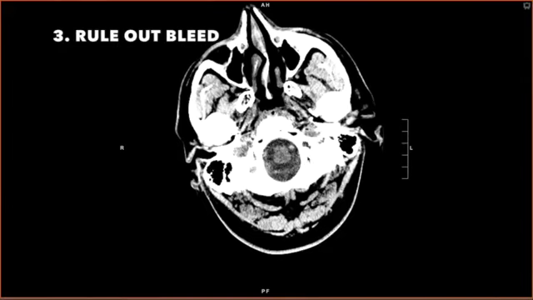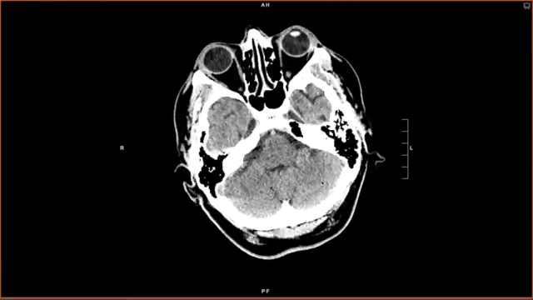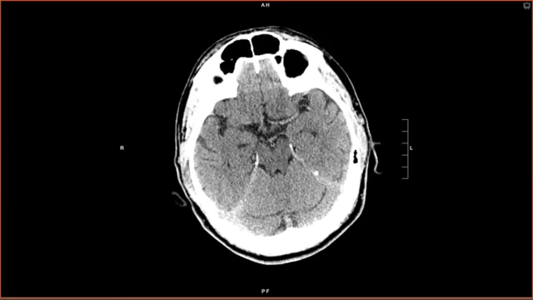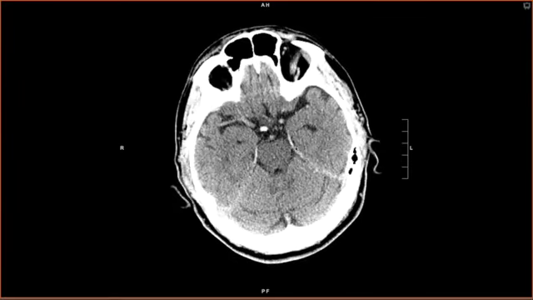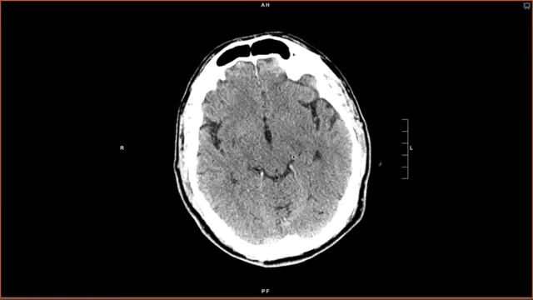Then we're going to look for signs of bleed. And we start by looking at all the CSF spaces again. But in more detail, we scroll up here looking at all the basal cisterns, including the prepontine cistern, the suprasellar cistern, the ambient cisterns, and the quadrigeminal cisterns. They're all patent. There's no hyperdensity within them.